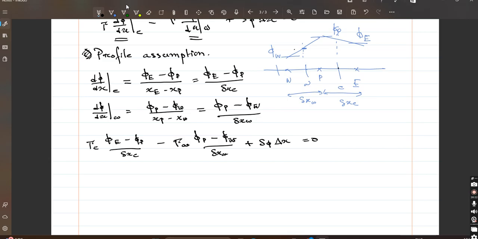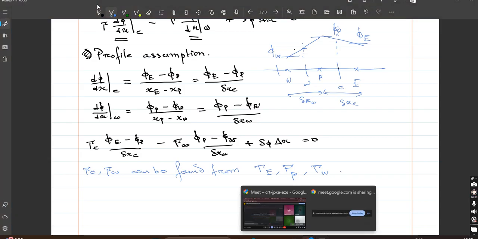All right. And these terms, the terms phi E and phi W can be found in terms of capital E, capital P, and capital W. You can find them from these three terms.